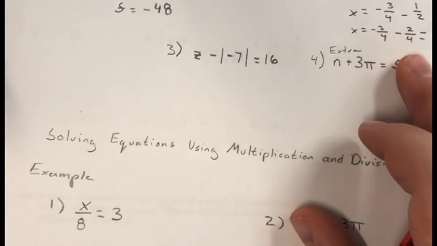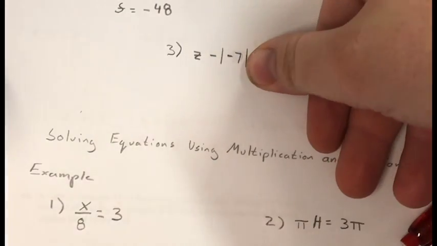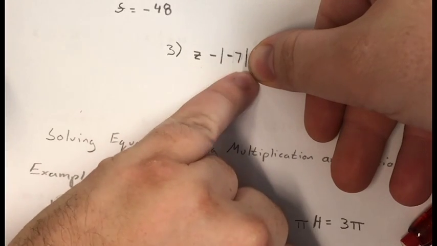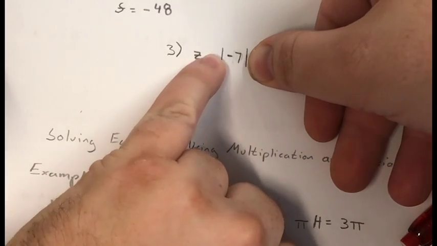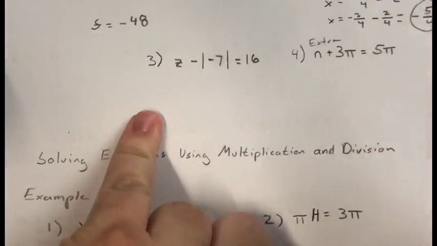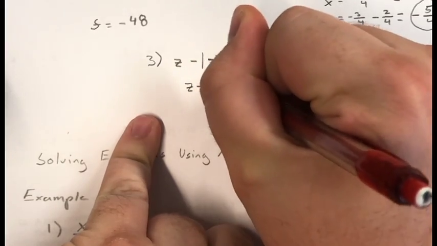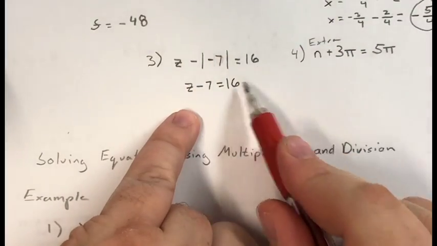All right, number 3. So, same concept, simplify each side. So let's look at this. This says z minus the absolute value of -7. Well, let's go ahead and simplify this. The absolute value of -7 is 7. So I'm just going to rewrite this as z minus 7 equals 16. And there's nothing I can do on this side.